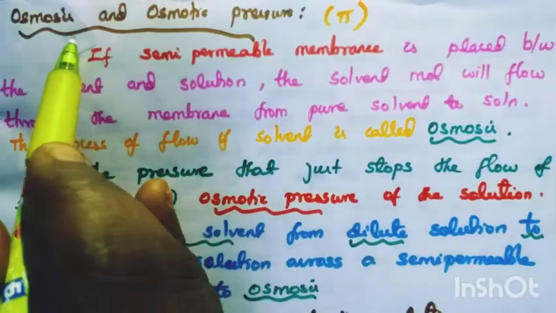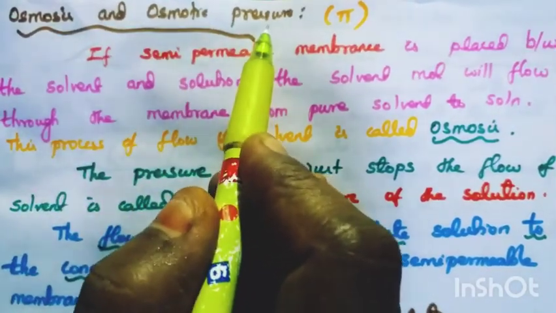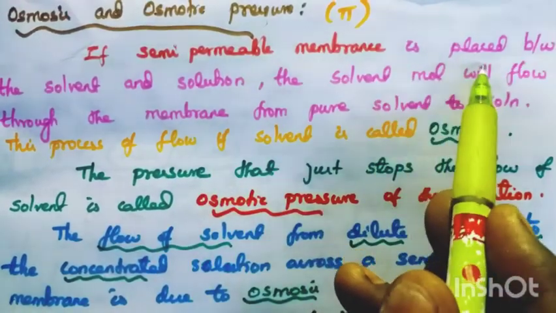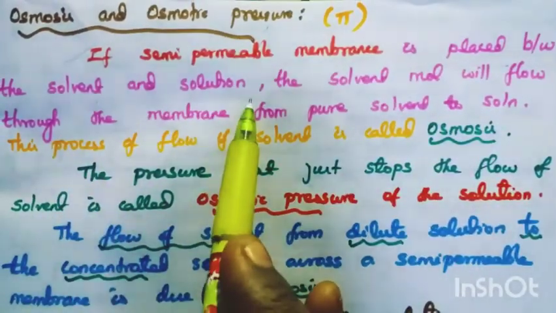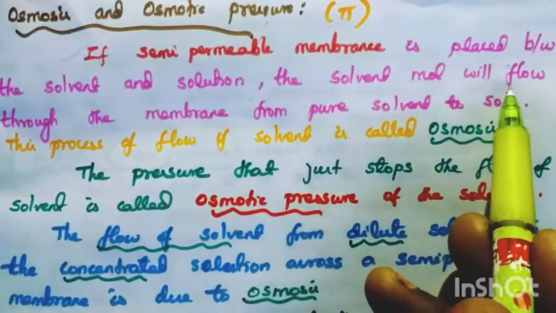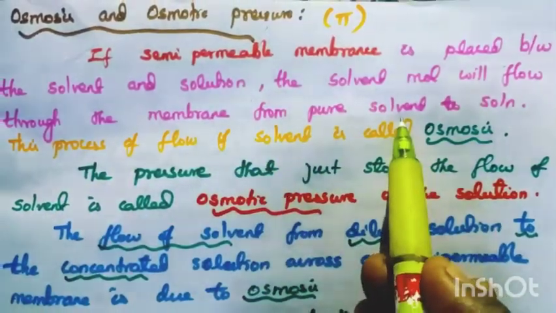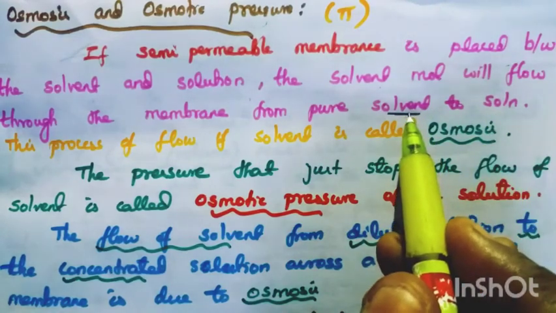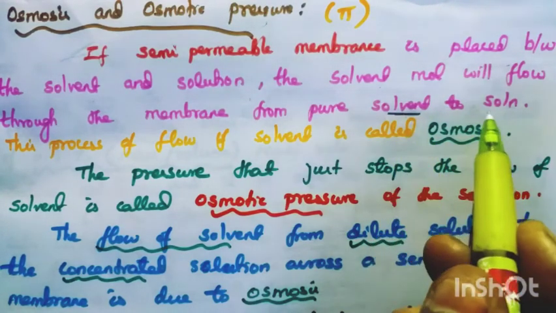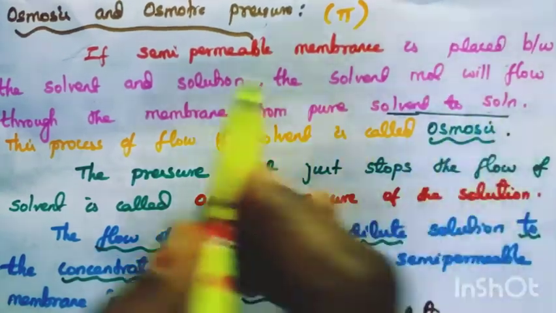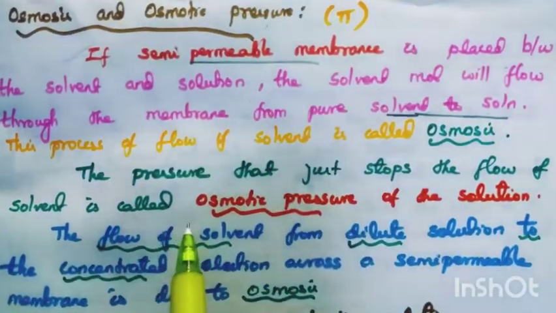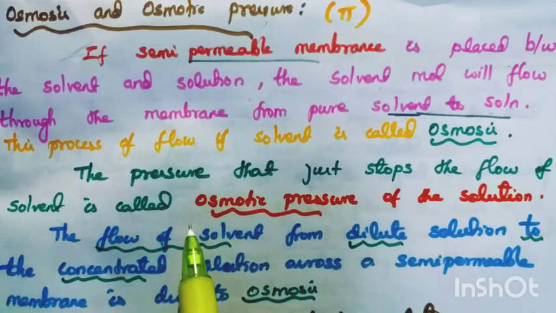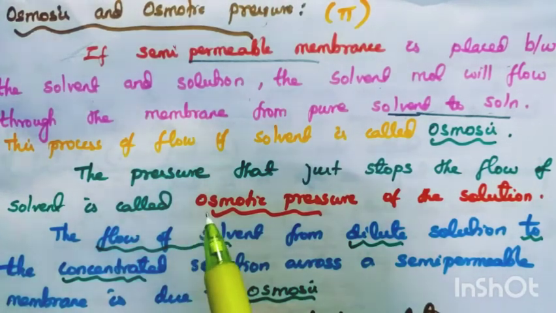Next colligative property is osmosis and osmotic pressure. Osmosis we have already heard, I think. If a semi-permeable membrane is placed between the solvent and the solution, the solvent molecules will flow through the membrane from pure solvent to solution. What is a semi-permeable membrane? It allows only the pure solvent, not the impurities and ions.